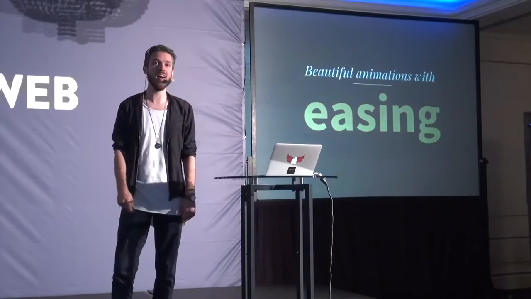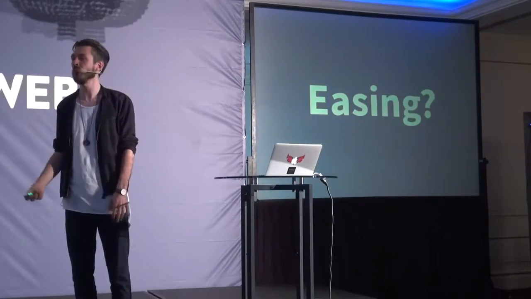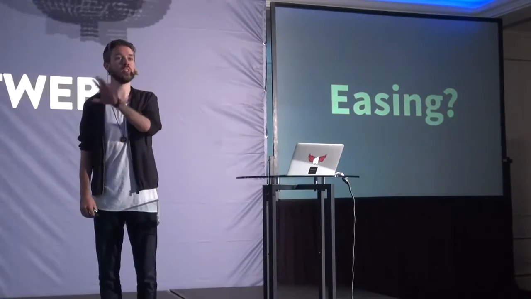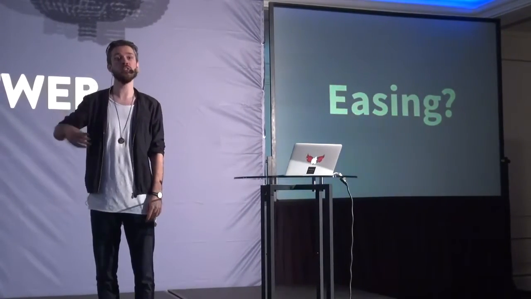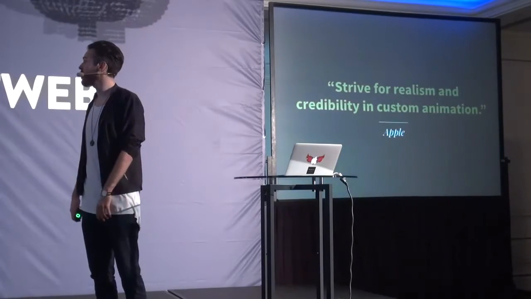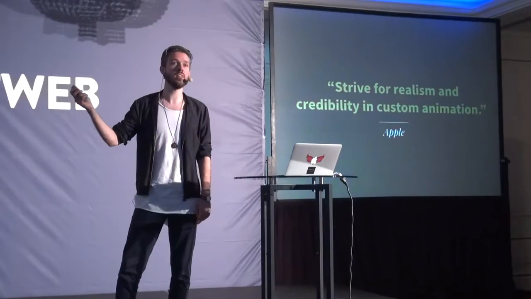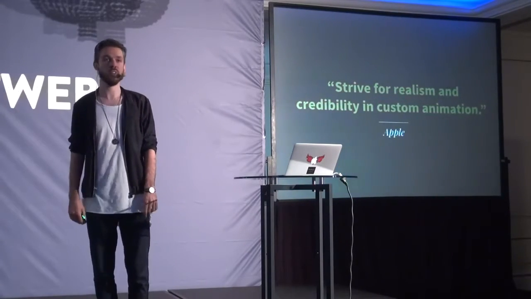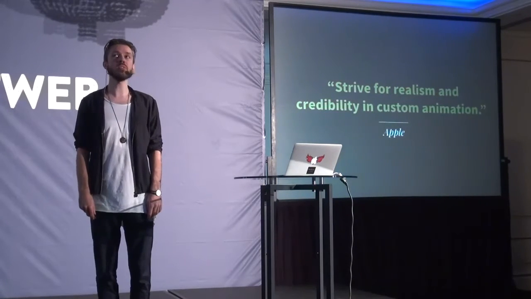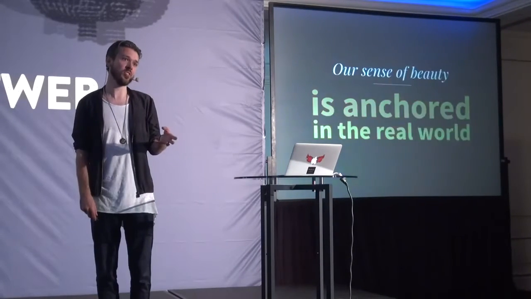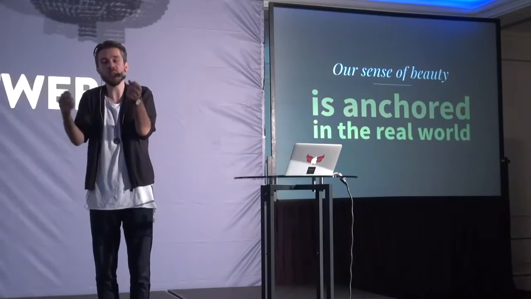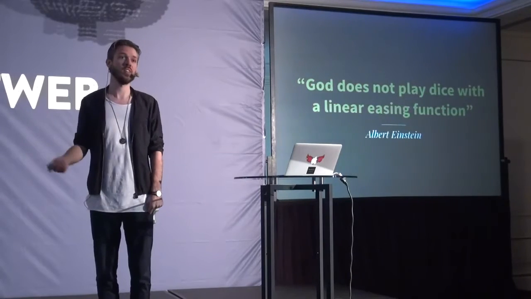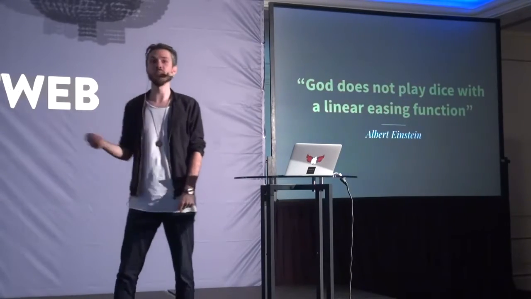Right, easing is really important to do beautiful animations. And what is easing? Easing is how fast or slow an object moves over time with an animation, so the rate of change. This is Apple in their design guidelines, and they say strive for realism and credibility in custom animation. So it's important to remember when you're choosing an easing function that everything we know and see is anchored in the real world, and nothing moves along a linear function. There's nothing such as moving along a linear function.